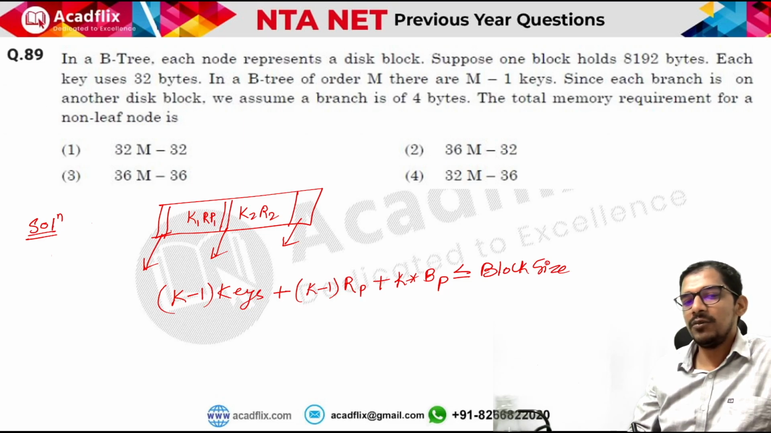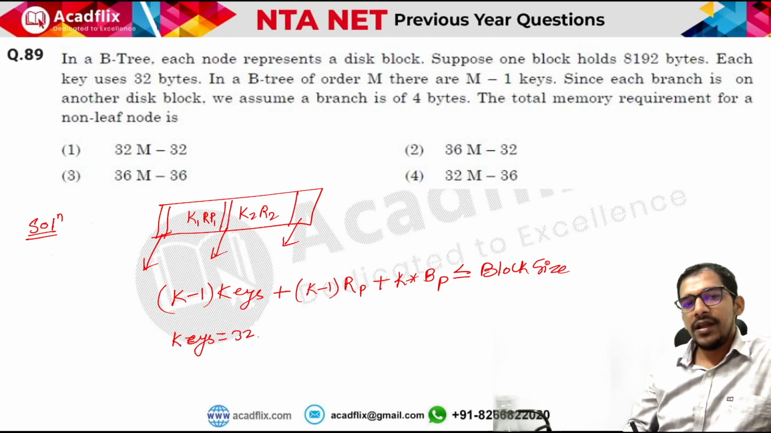It should be less than or equal to the block size. It is given that the block size is 8192 bytes. Each key uses 32 bytes, that is, the size of the key is 32 bytes. And in a B tree of order m, instead of k it is given m, there are m minus 1 keys. Since each branch is on another disk block, we assume that the block pointer, or branch, is of 4 bytes.